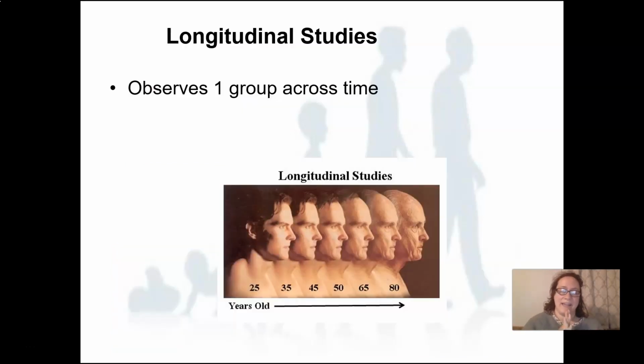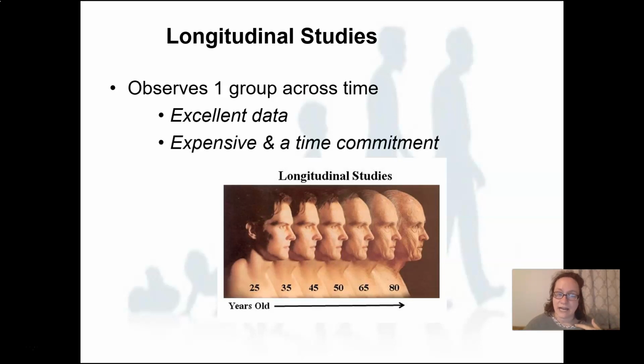Another way of studying that psychologists love to do, developmental psychologists in particular, are longitudinal studies. So with this, we observe one group over time. So I'd measure you at 25, 35, 45, 55, 65, and then 80 years old. These can take a long time. They're very expensive. It's a huge time commitment.